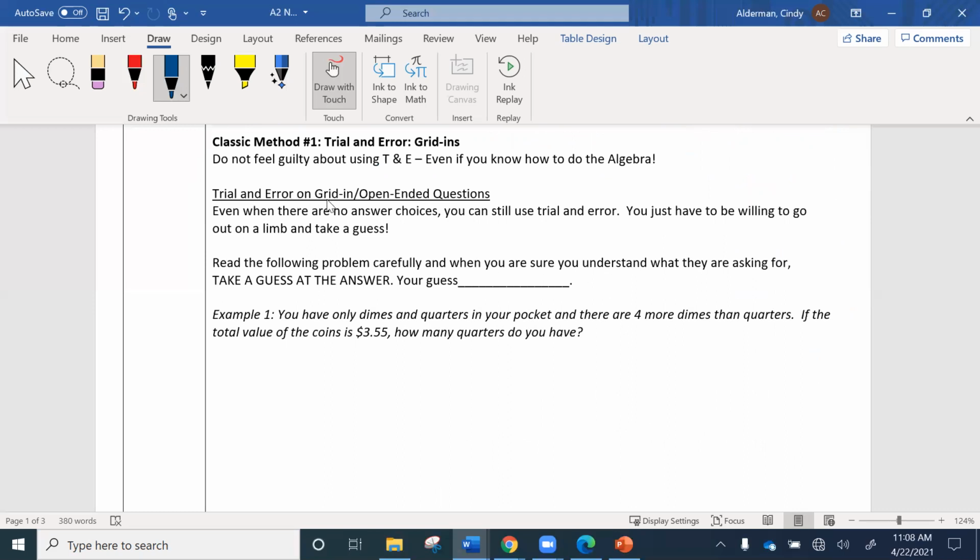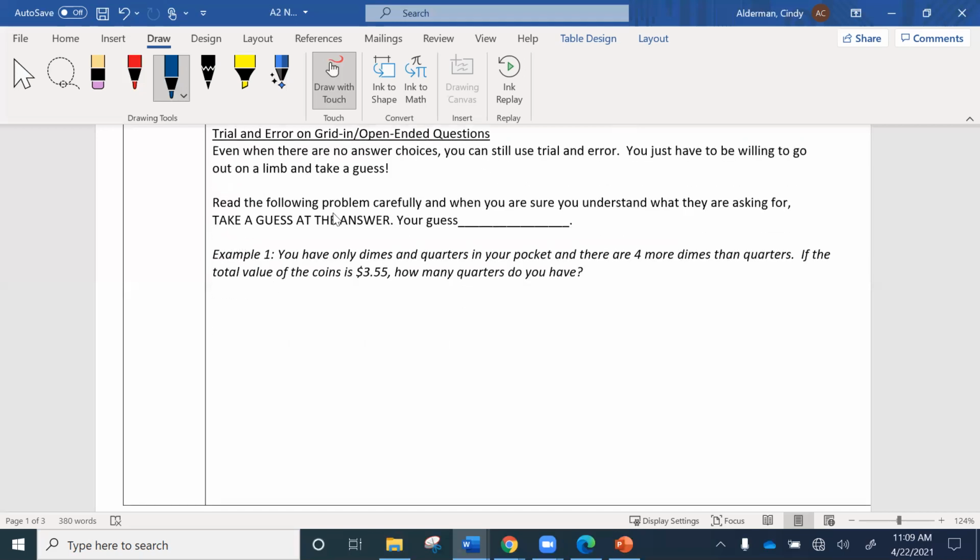Okay, so trial and error on grid in, which is the fancy word for it, but I'm talking about open-ended or non-multiple choice questions. So even when there's no answer choices, you can still use the trial and error method. You just have to be willing to go out on a limb and take a guess. Once you take a guess, you can run it in the numbers and figure out, is your guess too much or is it too little, right? So here we're going to read this problem carefully, figure out what it is they're asking for, and then we're going to guess at the answer and check it.